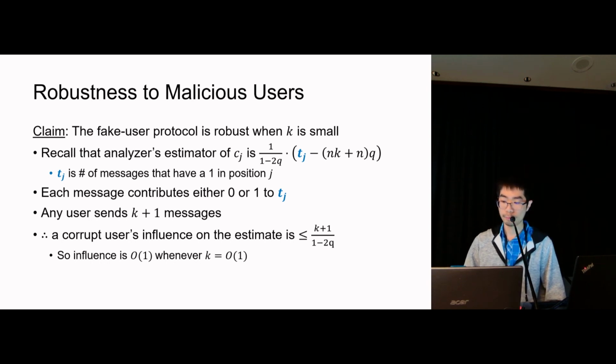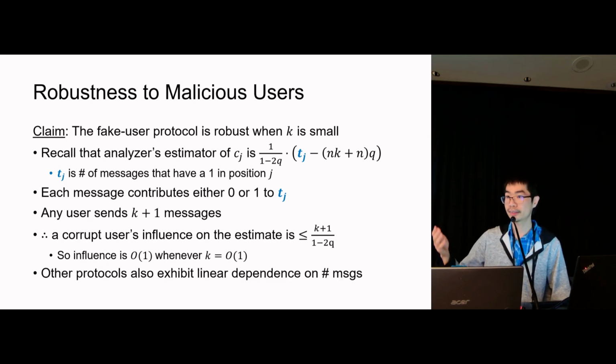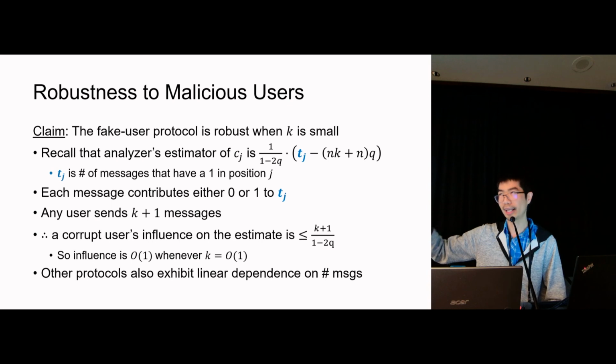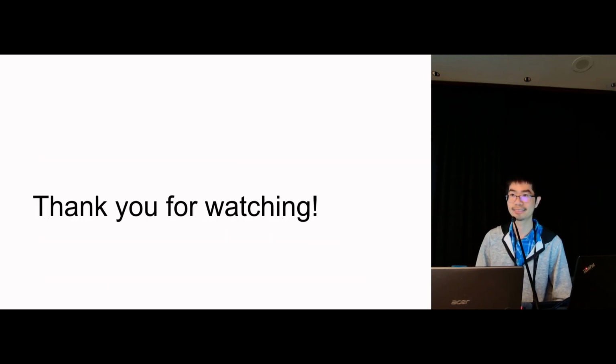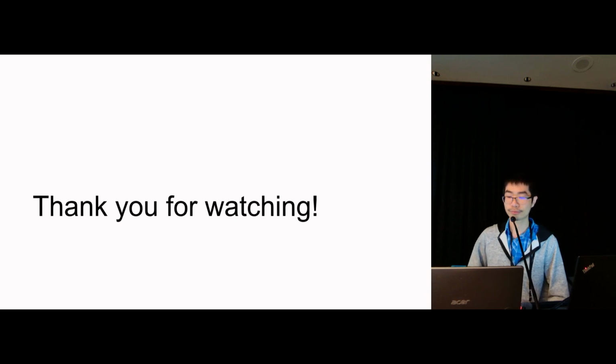And so we also know that other protocols have this similar linear dependence on the number of messages. And so as they have more messages, they're less robust to malicious users. Now, whether or not this is inherent is an interesting open question. And with that, I'll conclude my talk.